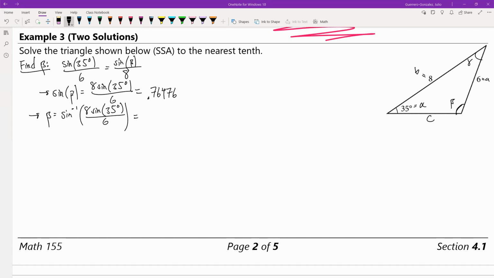Sine inverse of that mess right there. I get this angle right here, 49.886 degrees. Got it?